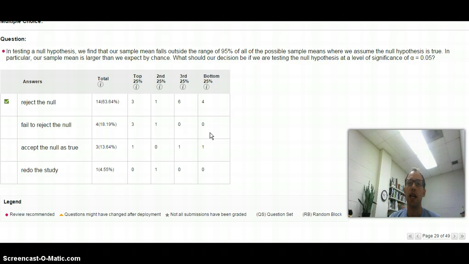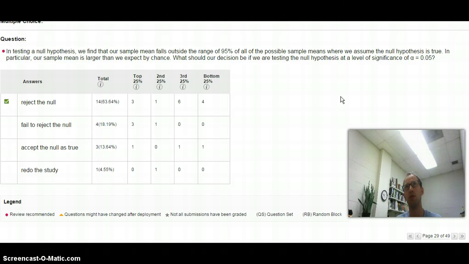So again, a null hypothesis: if our sample mean is outside of the 95% of all possible means where we assume it's true, this is just another way of saying that we're less than 5%. Our p-value is less than 0.05.